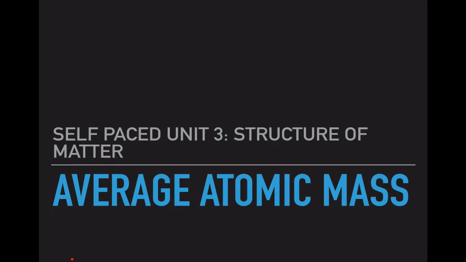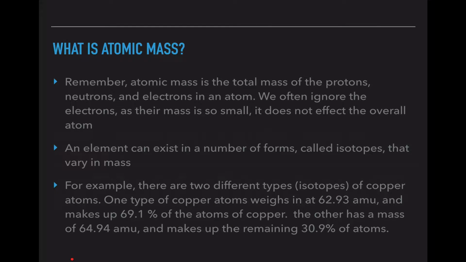Hey guys, today we're going to talk about average atomic mass. So we've learned that the mass is the number of protons and neutrons, but there are times that that mass is not equal to the number on the periodic table. So the atomic mass is protons, neutrons, and electrons, but we ignore the electrons because the electrons have such a small mass that they don't actually affect the overall atom.